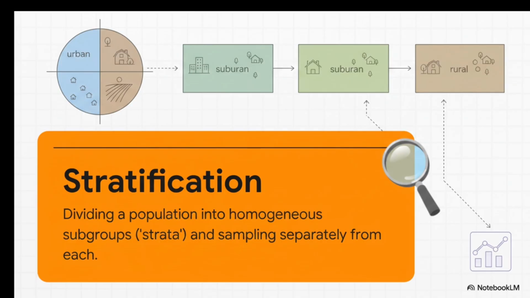The big idea here is to chop up your population into subgroups, or strata, that are really similar on the inside. So for example, you might stratify a state into urban, suburban, and rural areas. Then you sample independently from each of those groups. And what's the goal? To slash the overall variance of your estimate. By making sure you get good representation from each key subgroup, you actually remove the variability between those strata from your final calculation. And that often leads to a much more precise estimate.